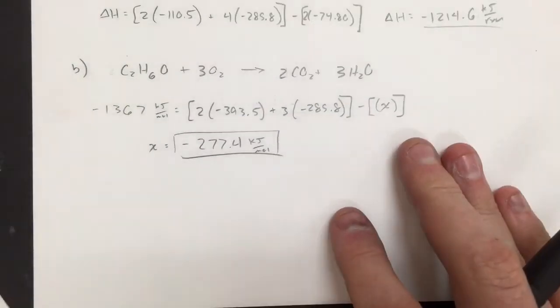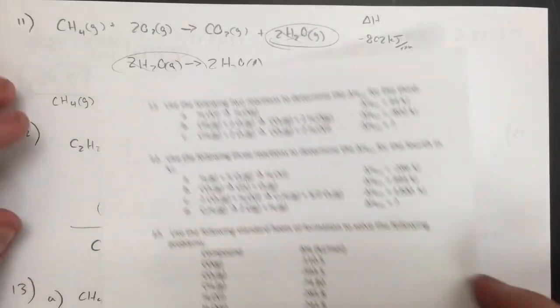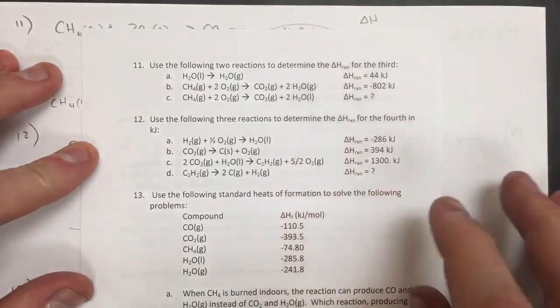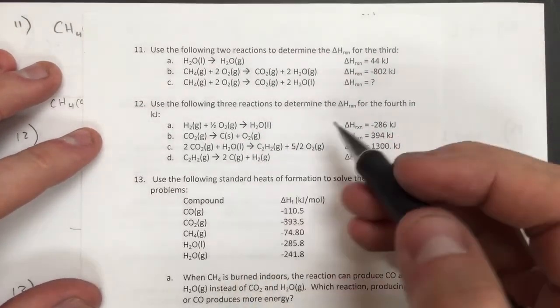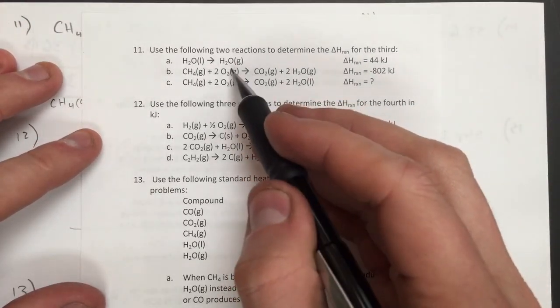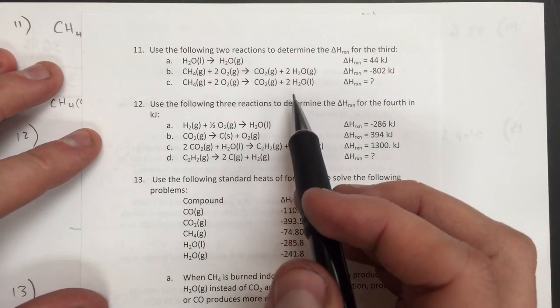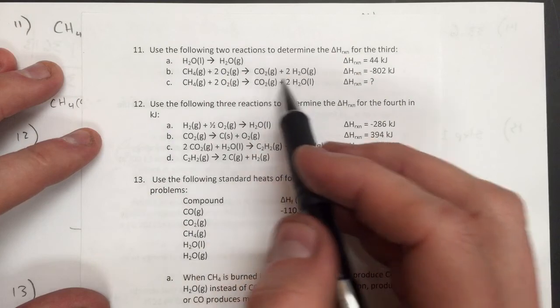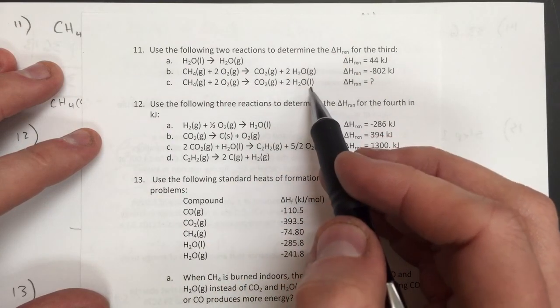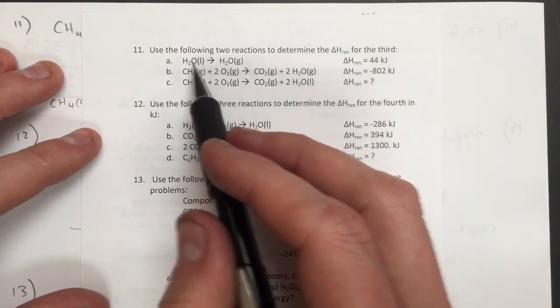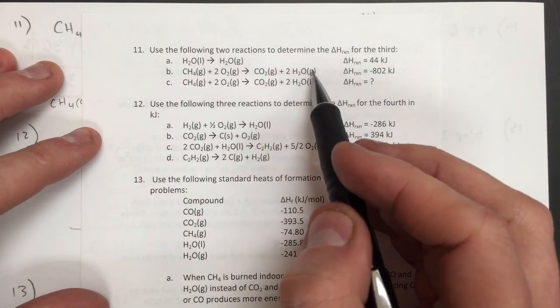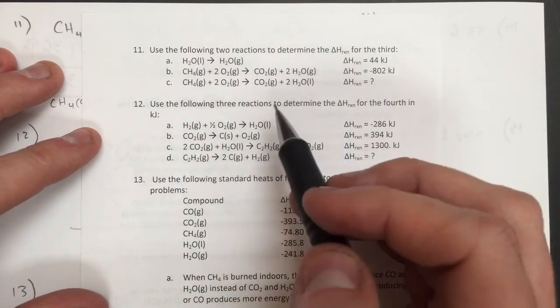Number 11 says, use the following reactions to determine delta H for that third reaction. So this is Hess's law. We need to combine these top two to give us that third one. Well, the second one and the third one are almost exactly the same, except we have H2O gas here and H2O liquid there, and 2 of each.